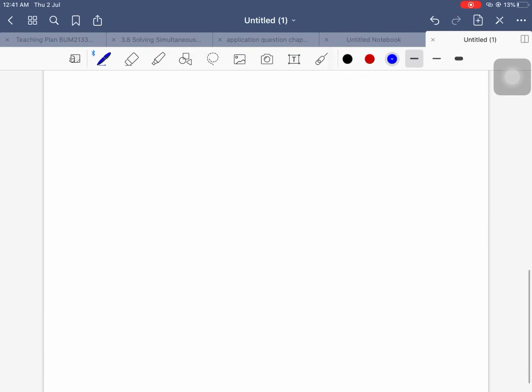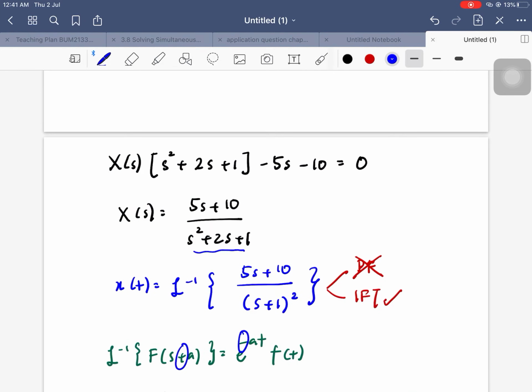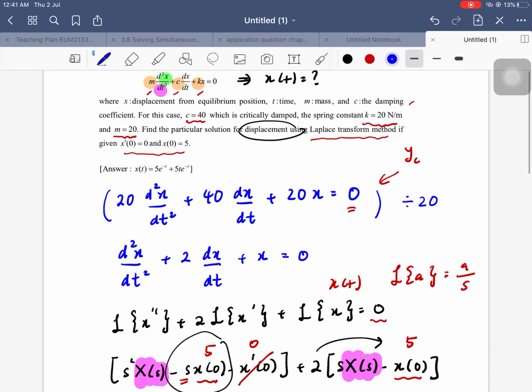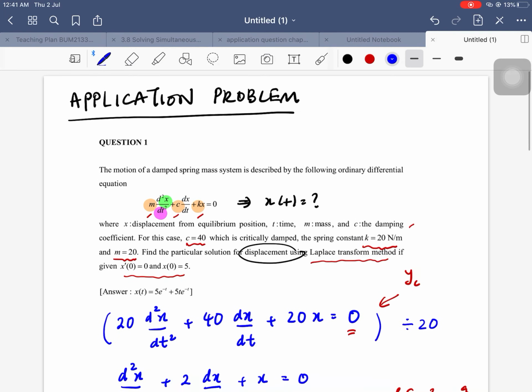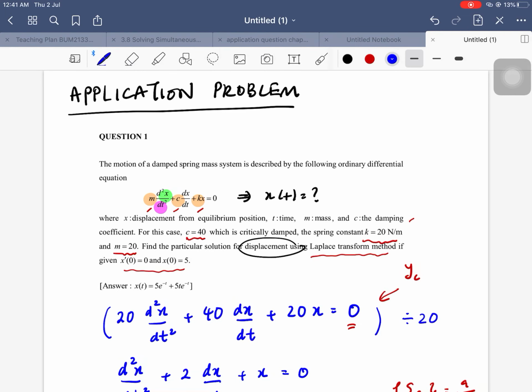So you should try the problems in the book or the extra exercises given by lecturers. You can also find this in the previous final exam questions. Right, see you in the next chapter.